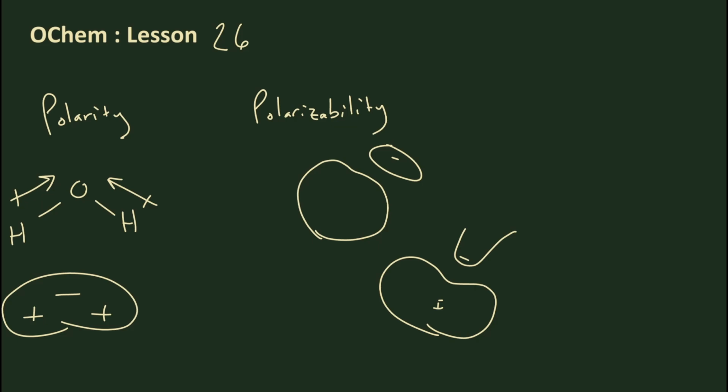The easiest way to think about it is that when you go down groups in the periodic table, like right underneath oxygen on the periodic table is sulfur, and right underneath carbon is silicon. These higher energy level, larger atoms are going to be more polarizable than their smaller predecessors. Now let's think about why it matters.